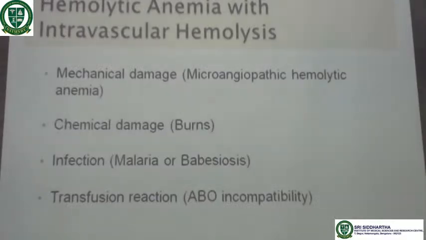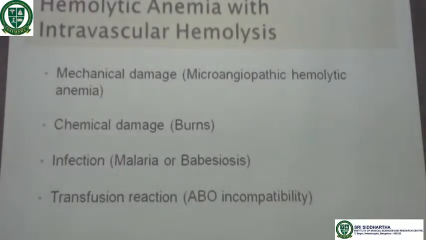So some conditions of hemolytic anemia are associated with intravascular hemolysis, intravascular meaning within the blood vessel. You have mechanical damage known as microangiopathic hemolytic anemia. Blood is flowing in the intravascular space and you have some obstruction for the blood cells. We call it microangiopathic hemolytic anemia. Chemical damage like burns, infections like malaria or babesiosis, transfusion reactions like ABO incompatibility.